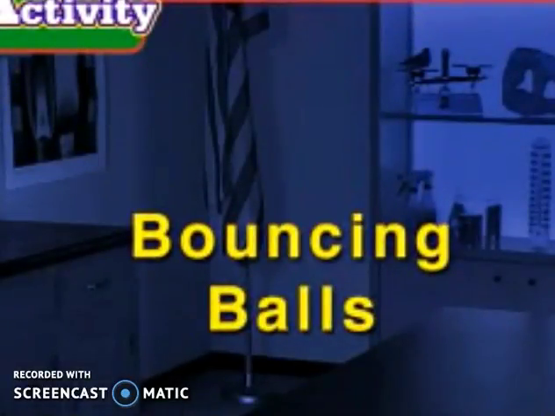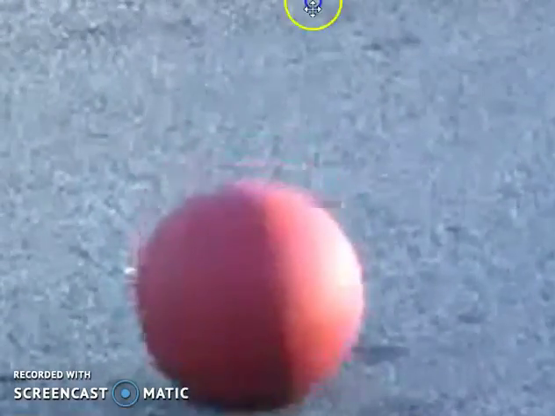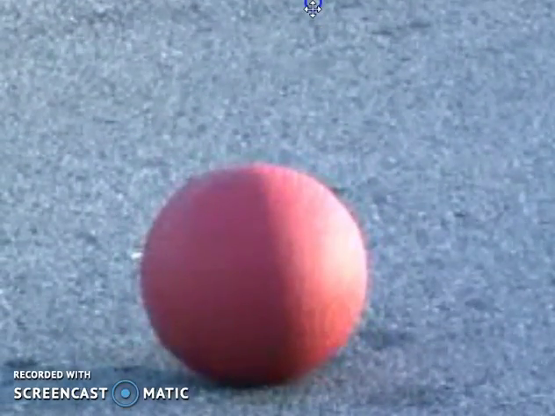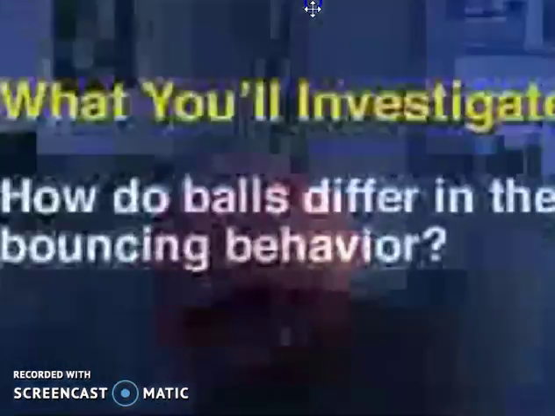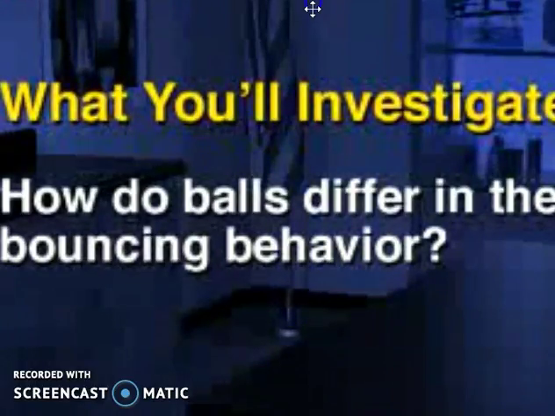Bouncing balls. What happens when you drop a ball onto a hard, flat surface? It starts with potential energy. It bounces up and down until it finally comes to a rest. Where did the energy go? You will be investigating the following question. How do balls differ in their bouncing behavior?